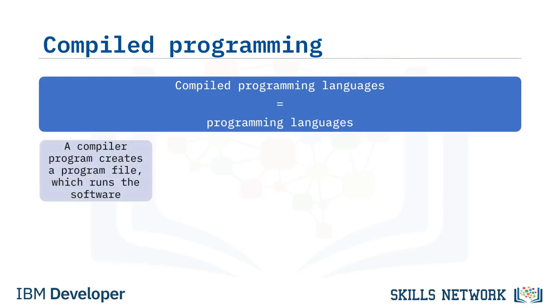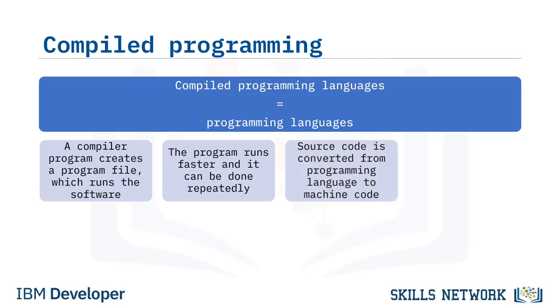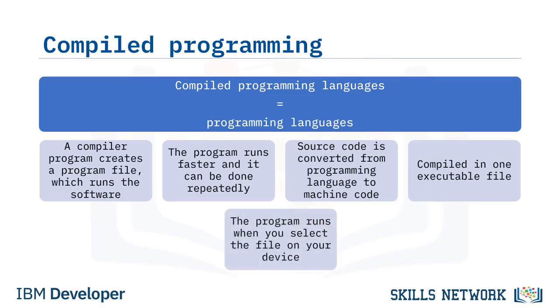A compiler program creates a program file, which runs the software. Simply put, it compiles the code into one file that runs when you double-click on the app on your device. The program runs faster, and it can be done repeatedly. The source code is converted from the programming language to machine code. Then it is compiled into one executable file. Finally, the program runs when you select the icon or file on your device.